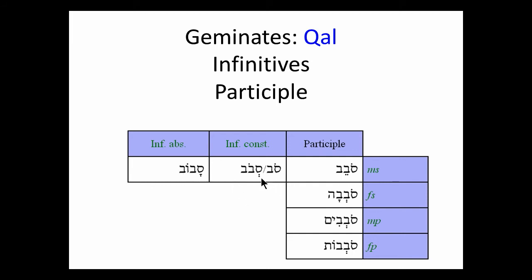Again, construct Shiva holum, and it shows the doubling. That should be easy. Infinitive absolute, Savov, shows the doubling. That should be easy. The only tricky one is the abbreviated one, which we talked about earlier as well.